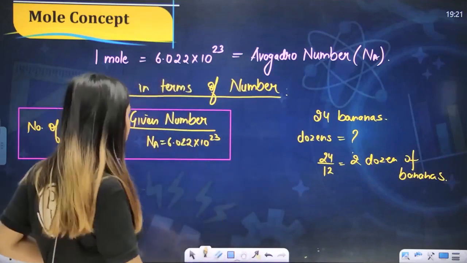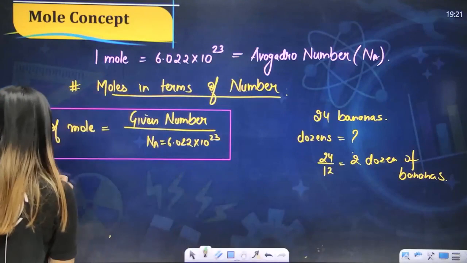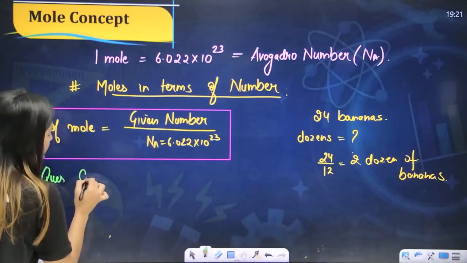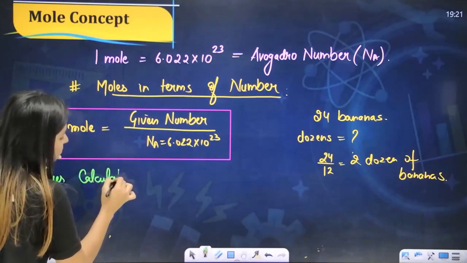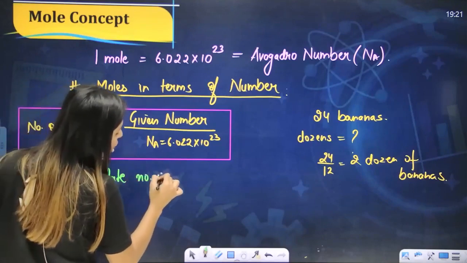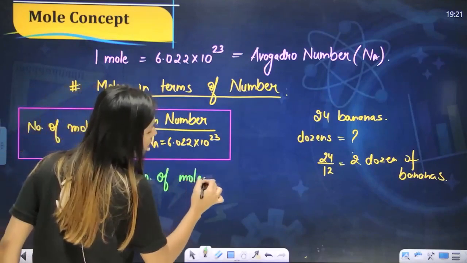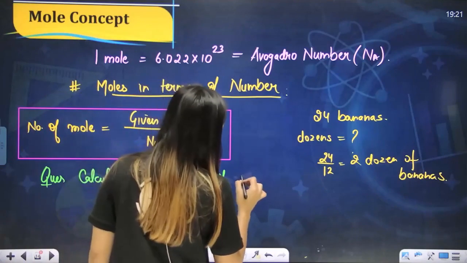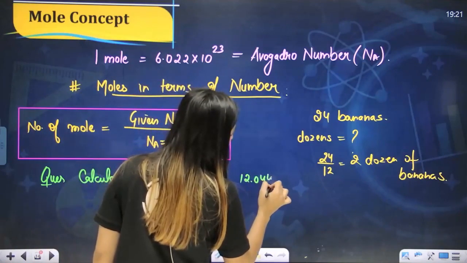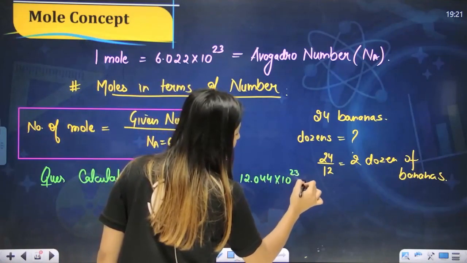Let's take an example and understand this. If I tell you, calculate the number of moles of 12.044 into 10 raised to the power 23 atoms.